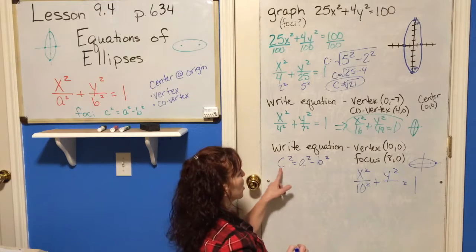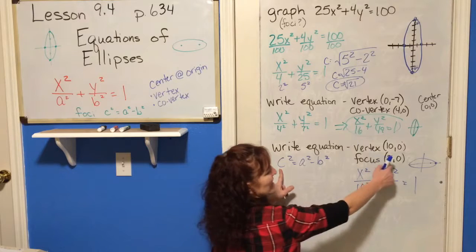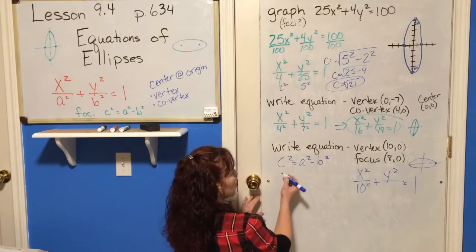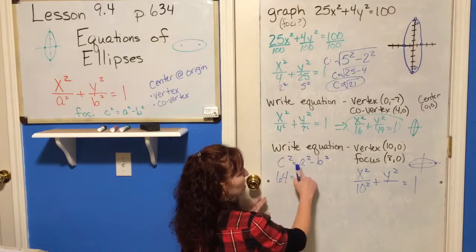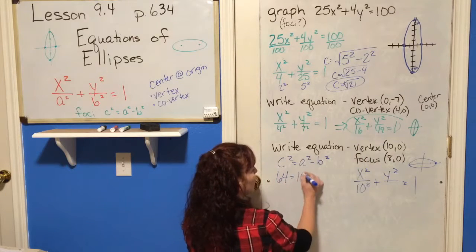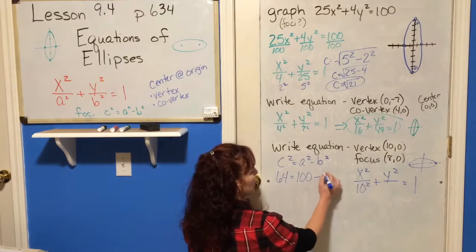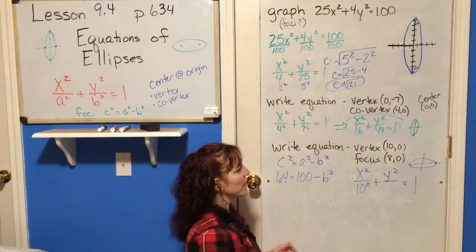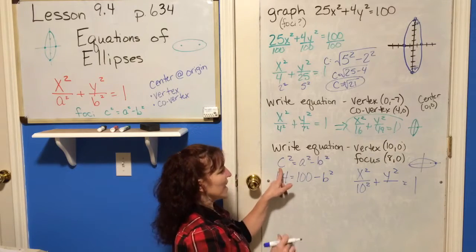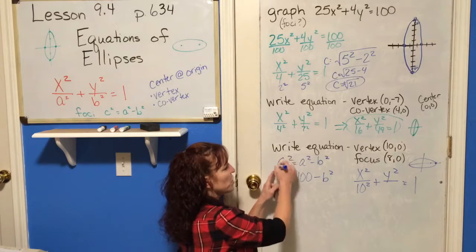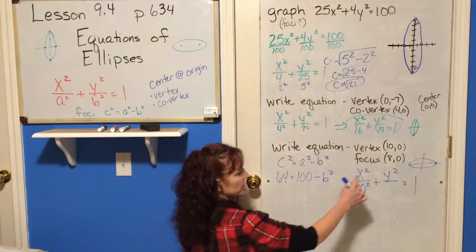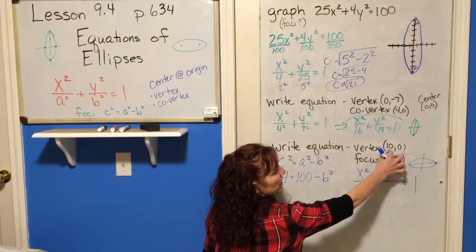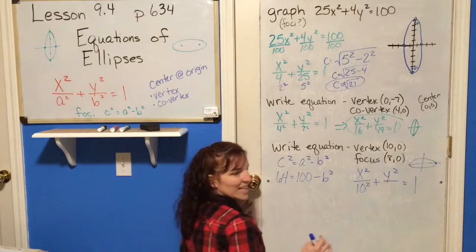So we just have to find out what that is. And in this case, we know what the focus is. We know the focus is 8. So 8 squared is 64 equals a squared, which is 10. So 10 squared is 100 minus b squared. Did you see where I got those numbers? The c is the number that you get from the focus. And then the a squared is the number that you get from your vertex.